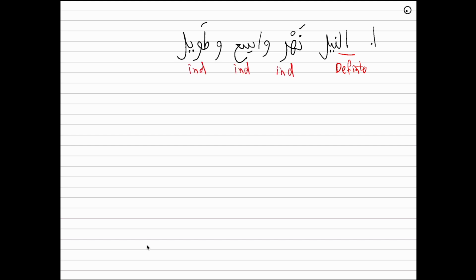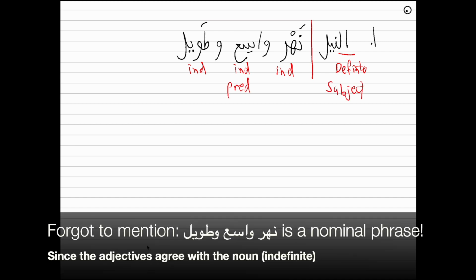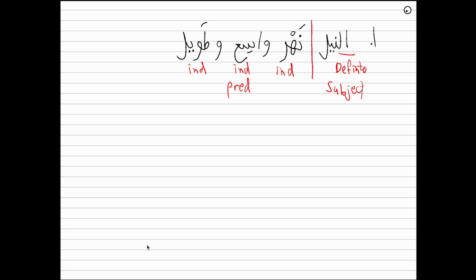So what does that mean? We already have a nominal sentence right here, where we're separating both the subject and the predicate. That should be clear from the beginning. If that's the first thing that you see, good job. That's really good. So now, El Nil is the Nile.